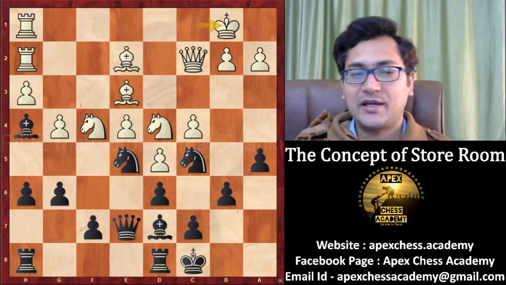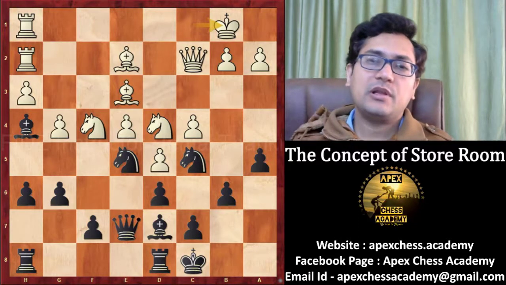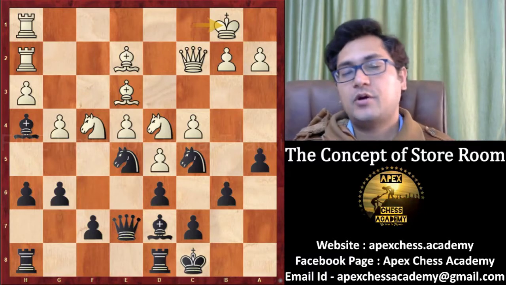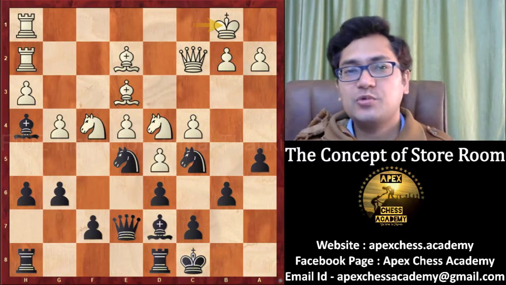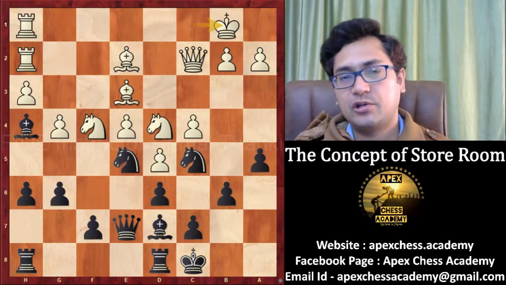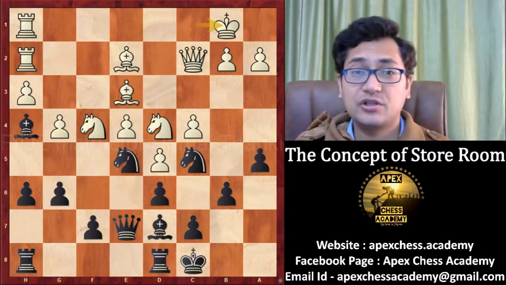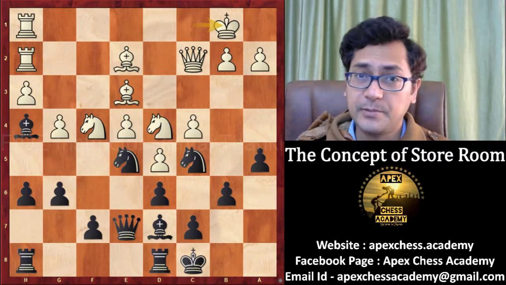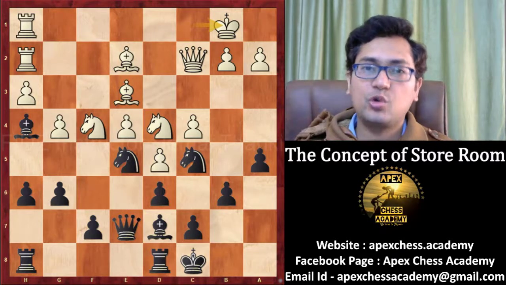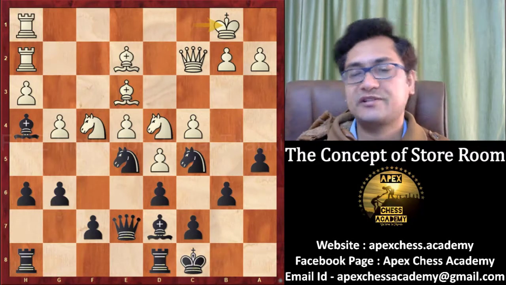Today we are going to see another very unique theme of mine, and that is the concept of storeroom. What is the storeroom concept in chess? First of all, we'll understand what a storeroom is. Well, everyone knows, right? We are used to storing a few things in our storeroom which are not used regularly. Here as well, we'll store a few ideas in our mind which are not required at a certain point of the game. So we can store those ideas in our mind and use them later. That kind of stuff is known as the storeroom concept in chess.